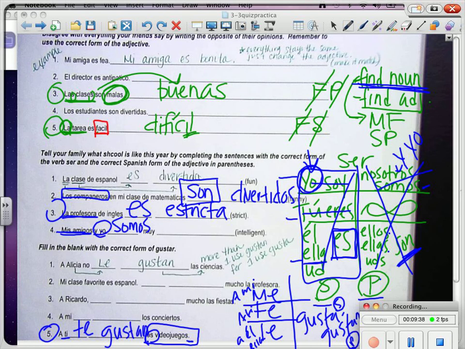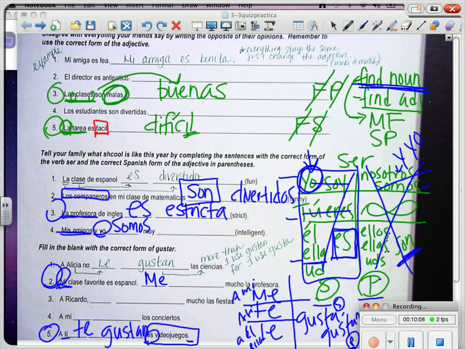Vamos a hacer una más, ¿ok? Número 2. Vamos a hacer número 2. Mi clase favorita es el español. It should say favorita, it says favorita, perdón. All right, so my favorite class is Spanish. Who's speaking? Who's the speaker? Who's talking? Me. So who's my subject? Yo, me. Okay, so which one do I want to say? Me, te, or le? If I'm talking about me, I'm going to want to say me.